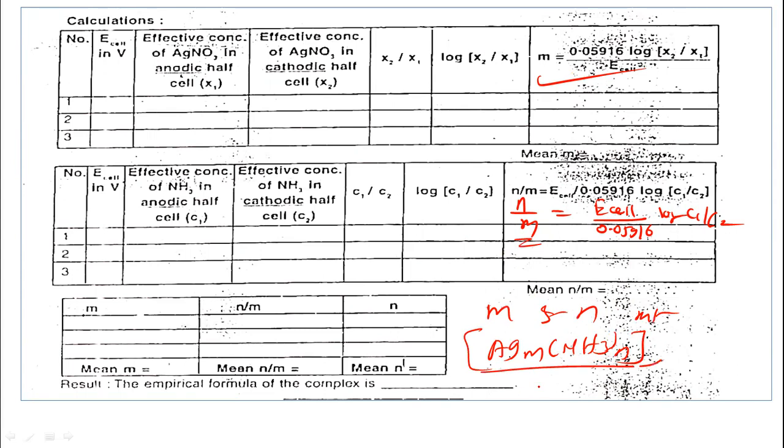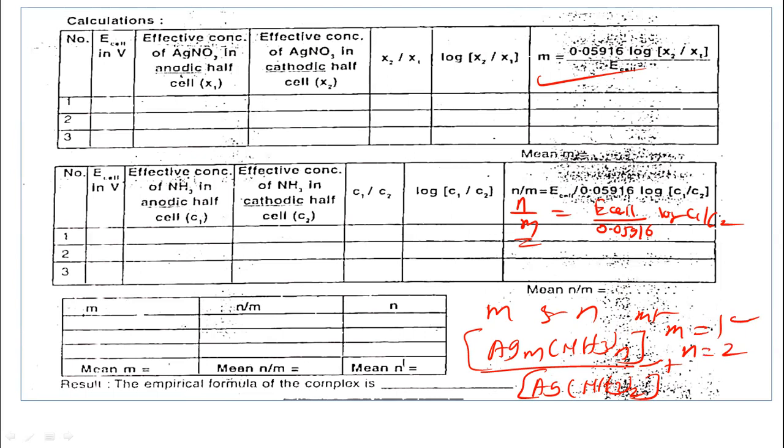So the expected formula of the silver ammonia complex will be like this: Ag(NH3)2 plus, which means that M equals 1 and N equals 2. So by doing the calculation we should get the value of M equal to 1 and the value of N equal to 2.